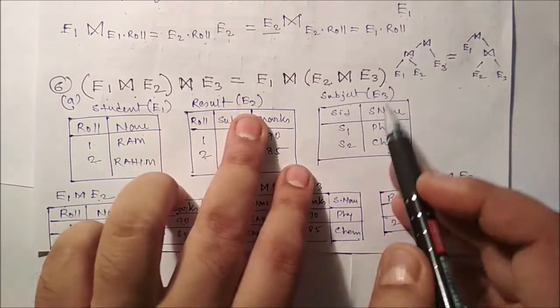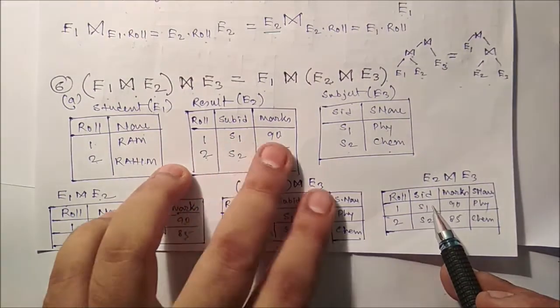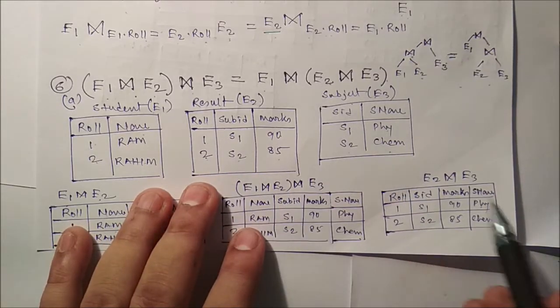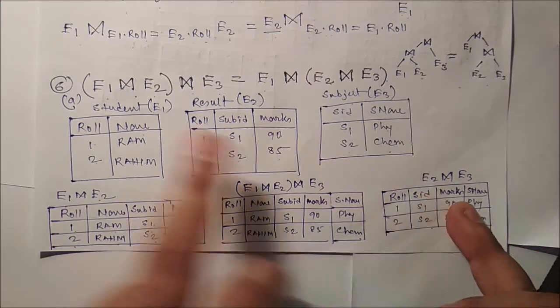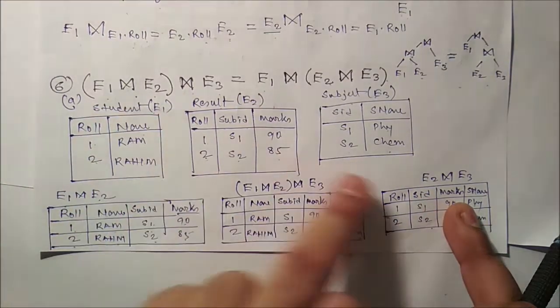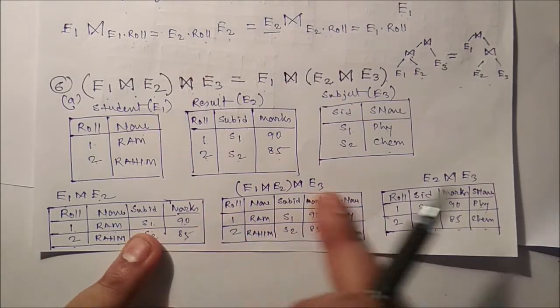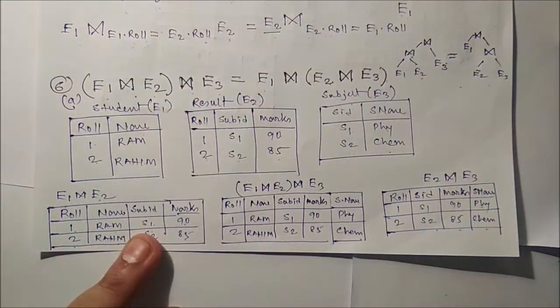Similarly, if you first join E2 with E3, combining E2 and E3, definitely we get 1 S1 90 physics, 2 S2 85 chemistry. After that we have to merge with E1, so we can get this particular result. In both the cases the output is the same. That means we can say those two expressions are equivalent.